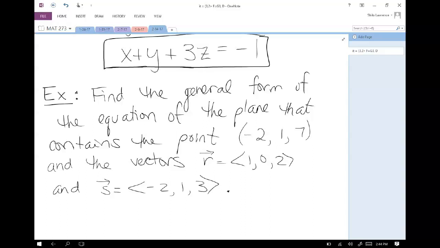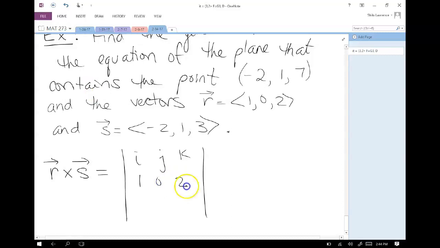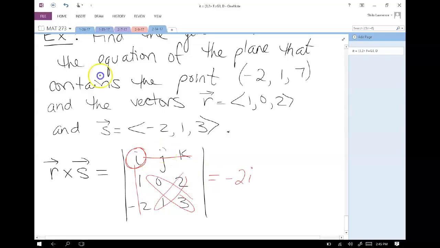Either one, doesn't matter. So R is 1, 0, 2. S is negative 2, 1, 3. So for the I's, I'm going to do 0 minus 2. So I've got negative 2I. For my J's, 3 minus negative 4, which is 3 plus 4, which is 7. And the J's change sign, so this is minus 7J. And then for the K, I've got 1 minus 0, so plus K.